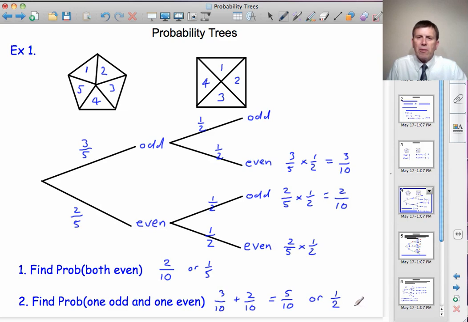Let me just make it clear again that there's never anything else done except multiplying to come down the branches. You always multiply if you want to know what's happened when this has happened and this has happened. Then, if you want one or more of these probabilities here, you always add them together. So it's multiplying down the branches, then adding the various probabilities together if more than one of them are included in what you're trying to find.